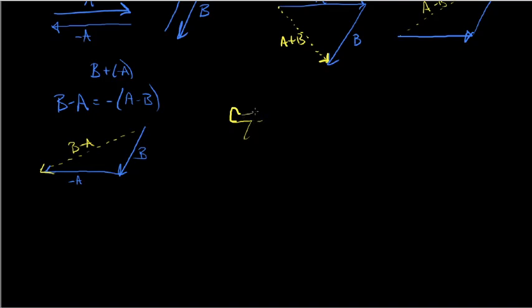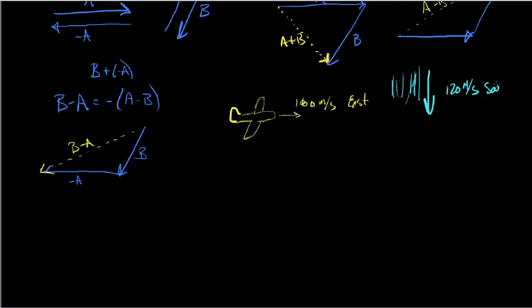All right, here's our plane, and our plane is traveling at 160 meters per second east. All right, but it encounters a crosswind that is traveling at 120 meters per second south. Okay, what is the final velocity, what is the actual velocity of the plane?